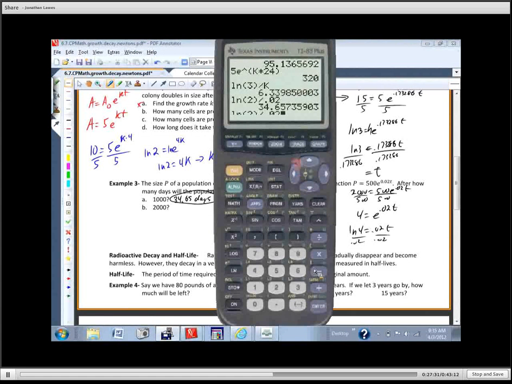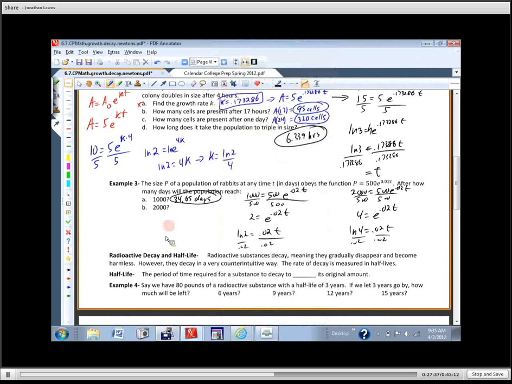So I'll just recall that. Type in a 4, hit enter. It's going to take 69.31 days, and it'll quadruple. Okay?